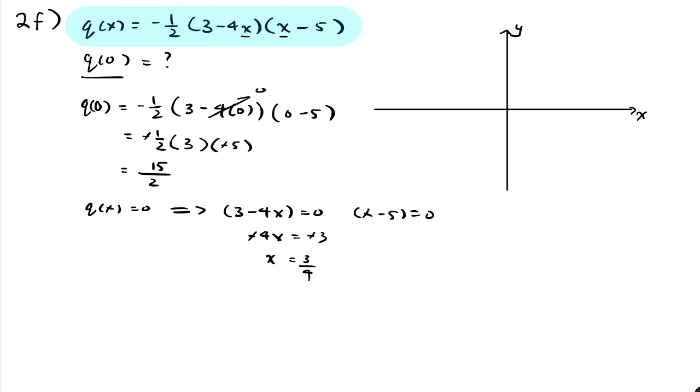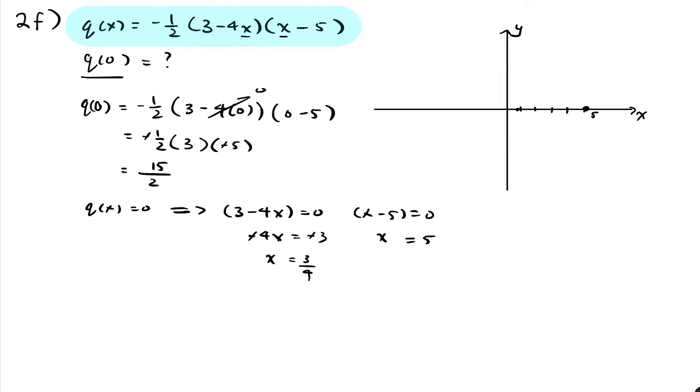For the right hand side, all we have to do is move the minus 5 to the other side. So we get x is equal to 5. So on this graph here, we can draw x is equal to 5, which is just 1, 2, 3, 4, 5. So it's over here. And x is equal to 3 over 4 is just around here.